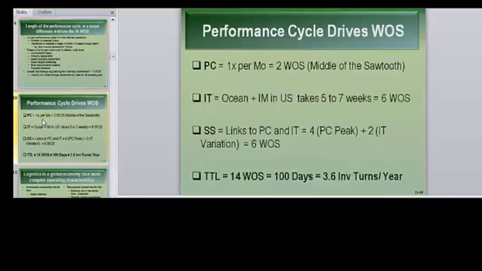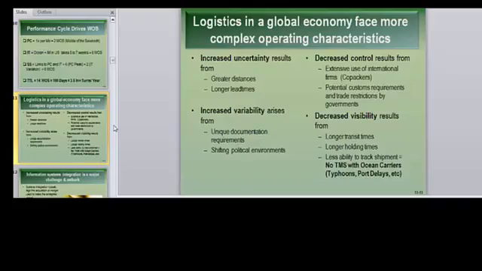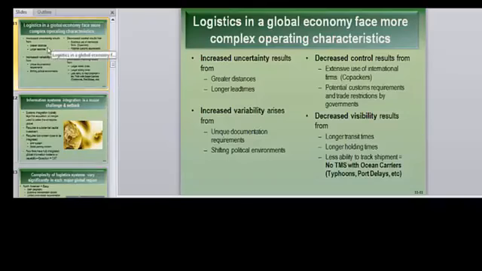And what are those 14 weeks of supply components that I want you to know for the exam? Production cycles 2, and the other 2 elements are 6 each. So it's easy. In transit 6, safety stock 6. Total of 14, we'll call it 100 days. If you're Apple, computer, you don't have 100 days. You've got 1 to 3. But for most companies that have a standard consumer packaged goods product line, you're dealing with 100 days of inventory.